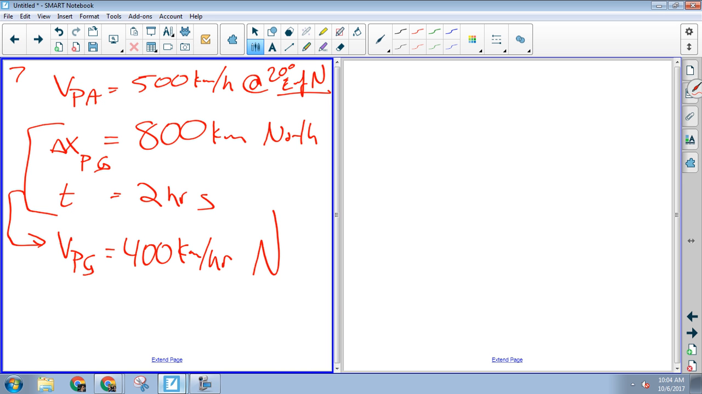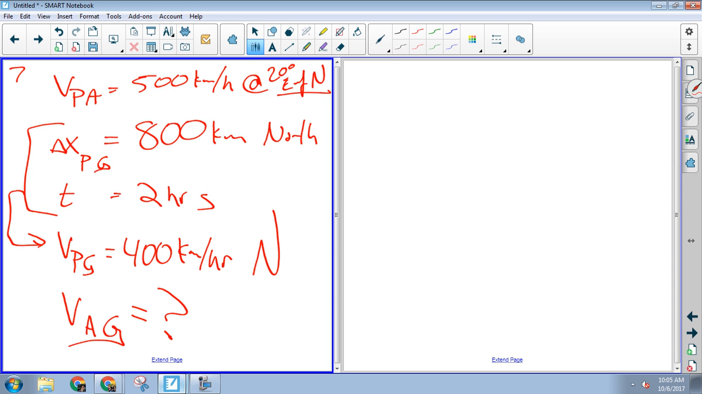Finally, the question says, what was the wind velocity relative to the ground? So we're looking for the velocity of the air relative to the ground. All right, so here's the deal. This is, I think, what I did not do a great job prepping you guys with on the notes. I stressed the importance of this equation, right? That's why it's been on the board for the last 3 or 4 days.